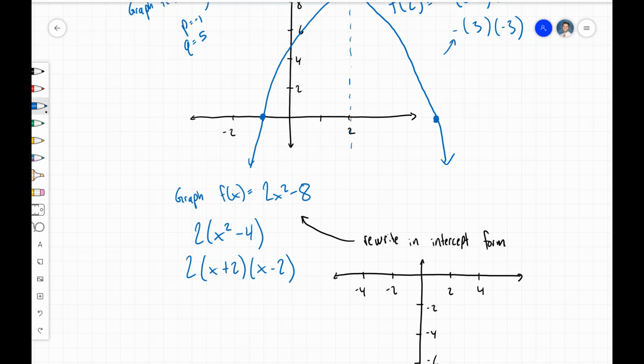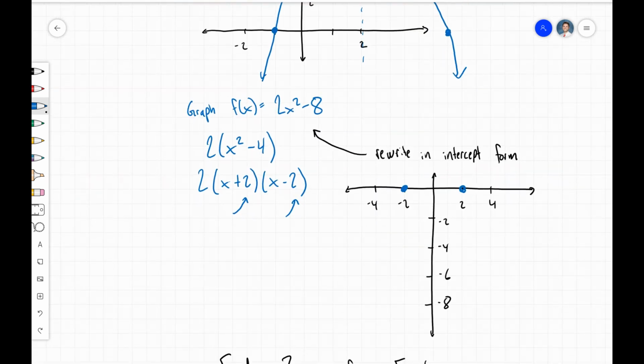If you don't recognize that pattern, that's okay. You can always set up your diamond here and solve that way, knowing that it needs to add to 0 because we don't have a bx value, and multiply to negative 4. That would give you your negative 2 and your positive 2. Now we've got it written in intercept form, and we can go ahead and graph it. Intercept form is a times x minus p, x minus q. Because we're adding here, our p value is going to be negative 2. So we have an x-intercept at negative 2 and an x-intercept at 2.